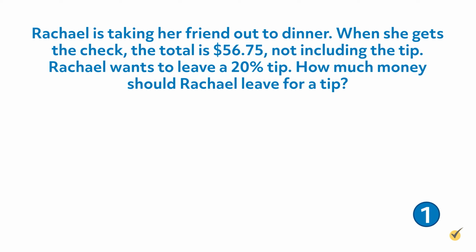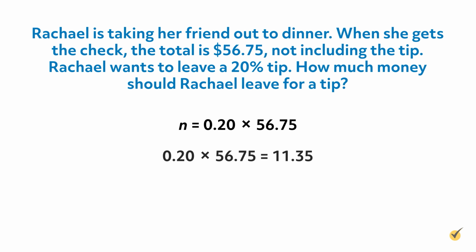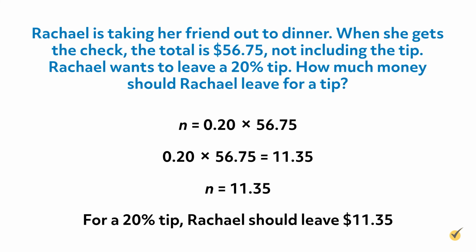Now that you've tried this one on your own, let's take a look at it together. To answer this question, we need to figure out what number is equal to 20% of $56.75. The algebraic equation that represents this question is n equals 0.20 times 56.75. From here, solve the equation for n. 0.20 times 56.75 is equal to 11.35. So n equals 11.35. Therefore, for a 20% tip, Rachel should leave $11.35. Great job!